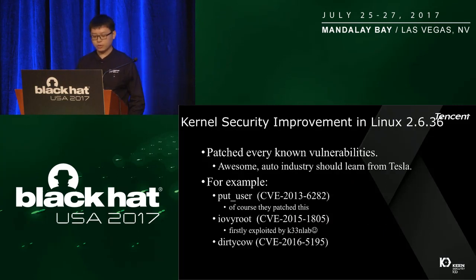The kernel security improvements can be divided into 2 steps, Linux 2.6 and Linux 4.4. For Linux 2.6, Tesla patched all the famous kernel vulnerabilities, including put_user, evil root, and dirty cow root. I think it's very good work. If you cannot port your system to the latest kernel, you should learn from Tesla. However, I think it's time-consuming, and sophisticated hackers can always find vulnerabilities from the kernel commit logs.